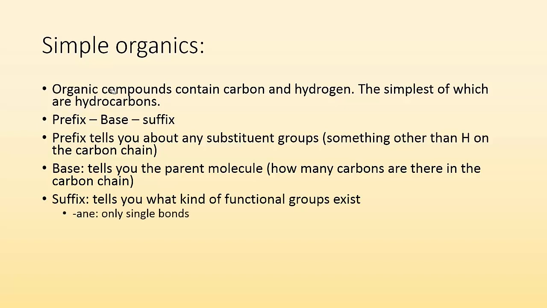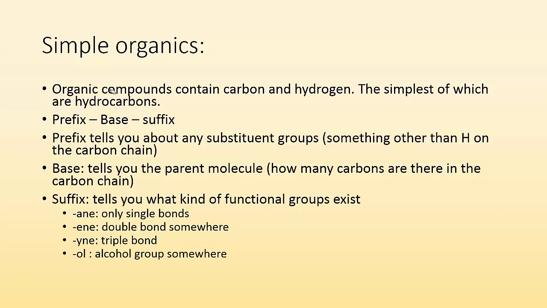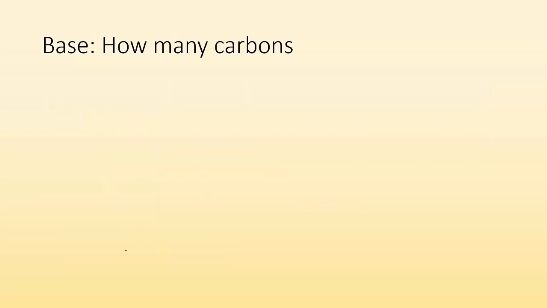So ane is going to tell you have only single bonds because they're an alkane. If it ends in ene, there's a double bond somewhere, because it's an alkene. And if it ends in yne, there's a triple bond somewhere because it's an alkyne. If there's an ol, it's an alcohol group. You can even see like the ol ending is in the word alcohol.